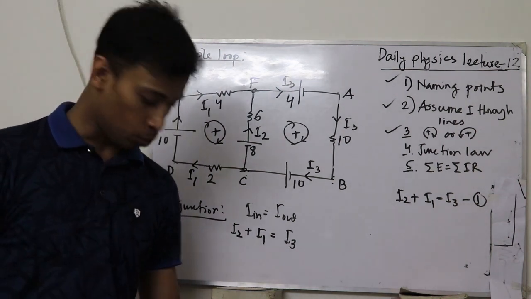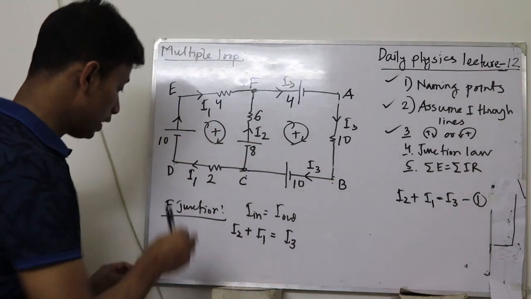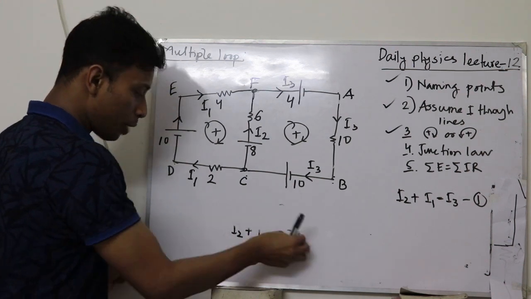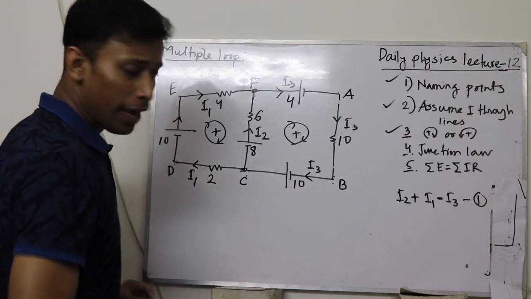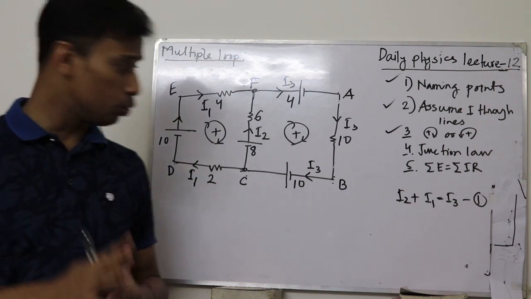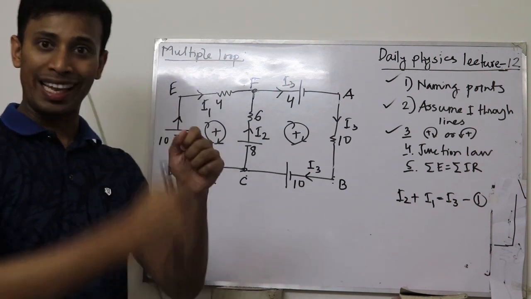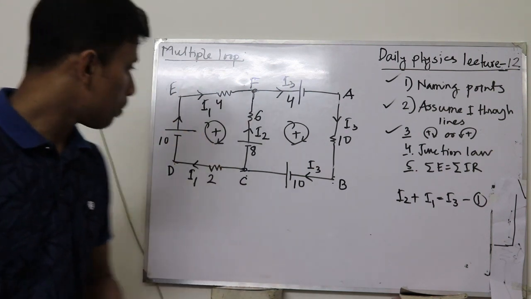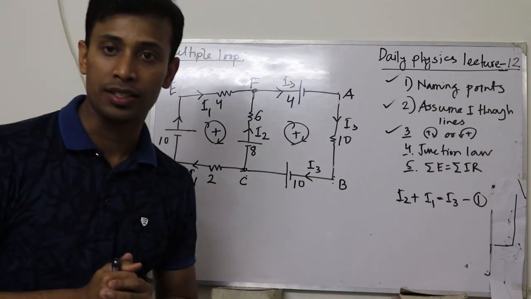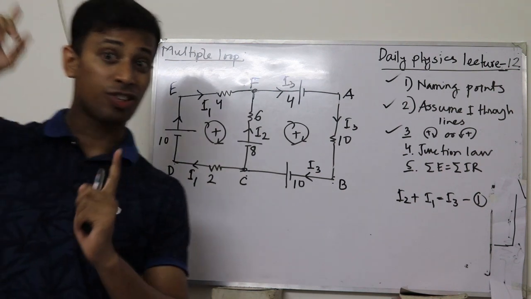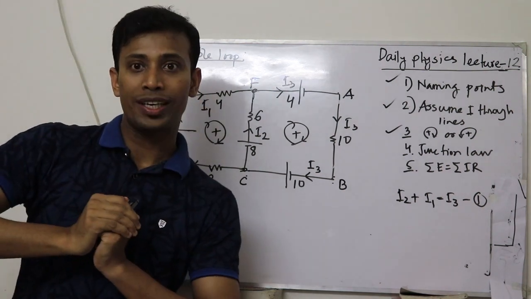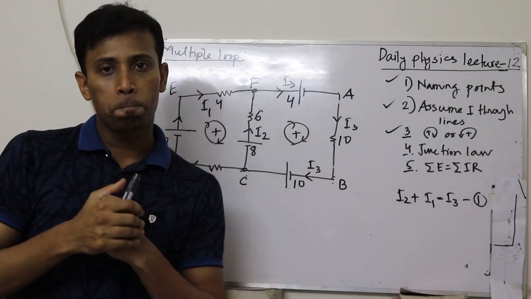Okay, we have already got one equation. Let's go for the loop law. So we have to use 2 loops. Now, in the previous lecture I told you to use a loop which includes a line which is resistance-less. But now here all lines have resistance, so you don't have that shortcut, okay? So what can you do?